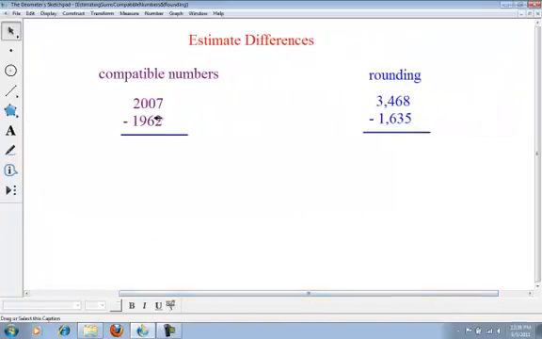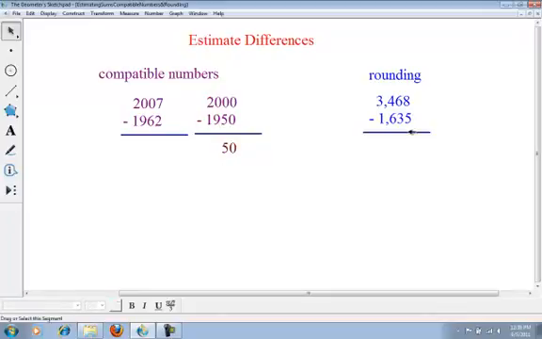Let's look at how I could use compatible numbers to solve this problem. 2007 minus 1962. 2007 is pretty close to the number 2000. 1962, well, that's pretty close to 1950. So if I estimate 1962 to be 1950, I can look here and see that there's just 50 years difference between the two of them. 2000 minus 1950 is going to give me 50. So my answer is about 50.